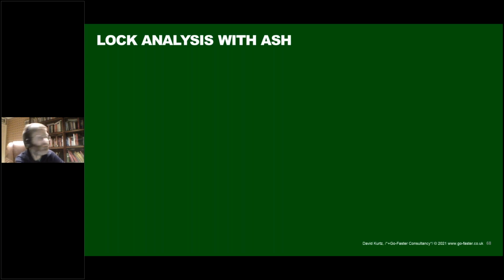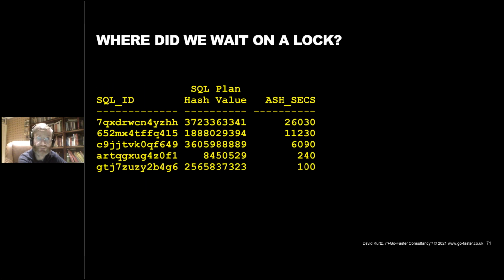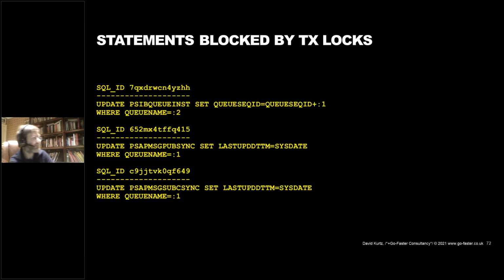Probably the last topic for today, lock analysis with ASH. Where did we wait on a lock? Pretty straightforward query. I'm going to look for event is enq: TX - row lock contention, and I'll get all of the SQL that was blocked. Great, so I've got some SQL IDs and plan hash values. I've got lots of time. Let's go and have a look. And what I get is this.